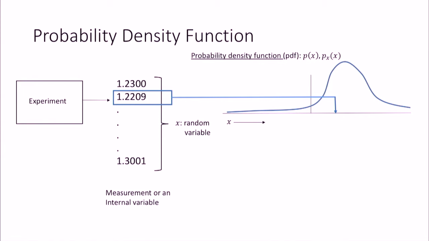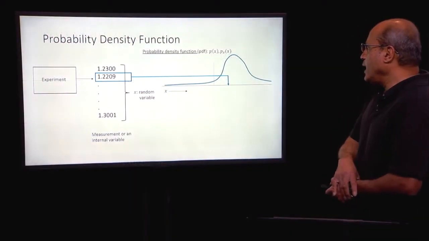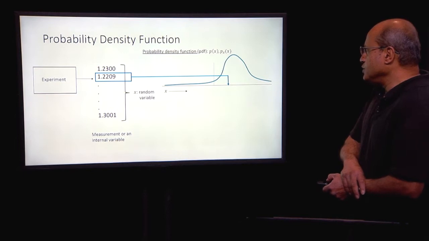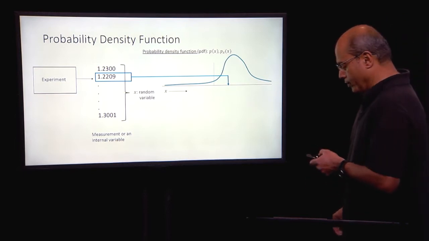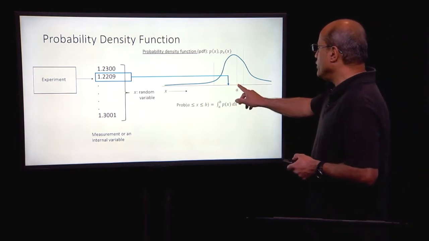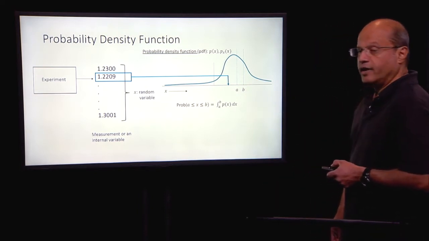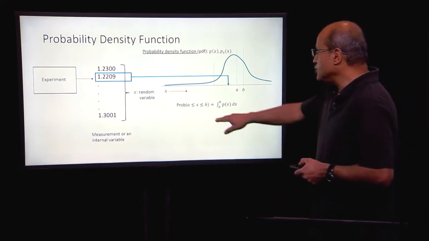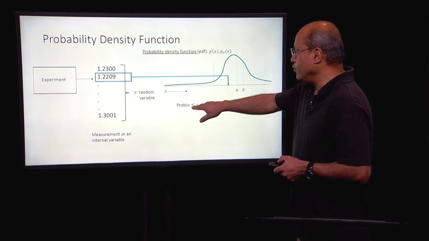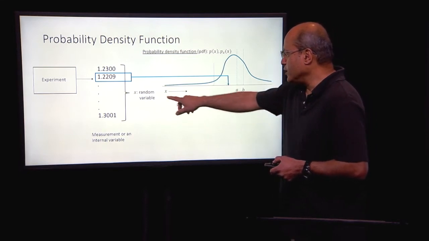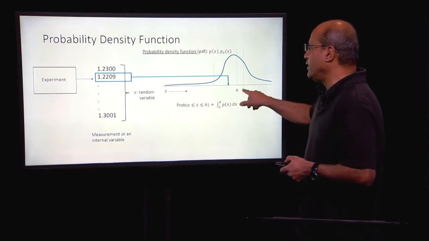And that function we denote either as p of x or p subscript x of x. The subscript x just tells you what random variable this is the density of. And the density function is defined in the following way. If you take any two numbers, a and b, on the real line, then there's a certain probability that when you do the experiment, the actual measurement x falls within that interval.